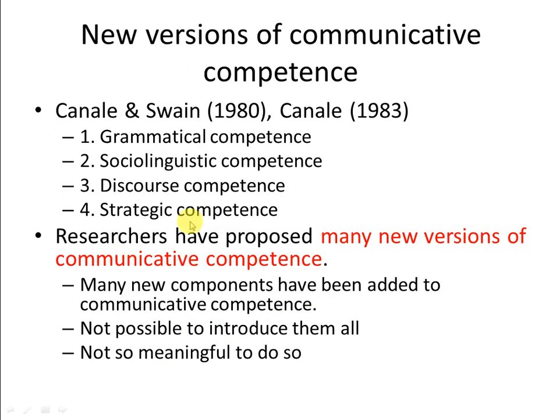So these people, Canale and Swain, proposed these components of communicative competence. So here we have four components of communicative competence, and other researchers have proposed many new versions of communicative competence. This set is the original version proposed by these researchers, but other researchers have proposed different versions. And actually many new components have been added to communicative competence, and it is not possible to introduce all of them, and I think it is not so meaningful to do so.